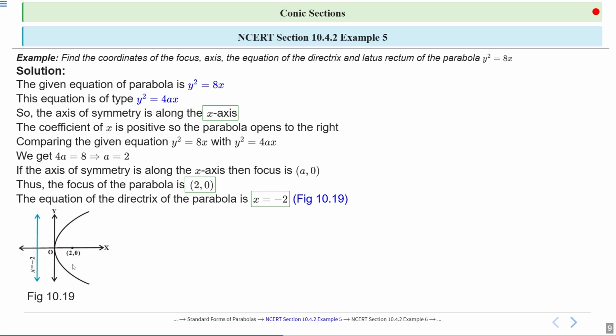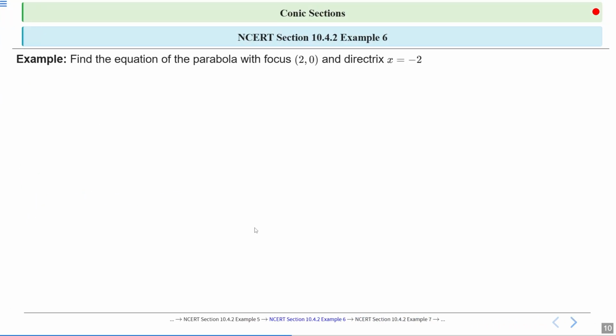Now let us move to the next example. In this example, we have to find the equation of parabola with focus 2 comma 0 and directrix x equal to minus 2. First of all, try it yourself. You have 45 seconds to try to solve this example, and after that we will solve it.